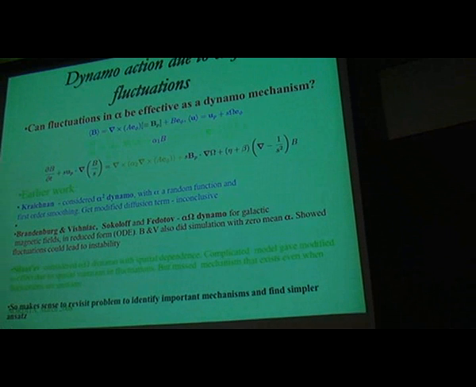So the question is, can fluctuations in alpha be effective as a dynamo mechanism? So let me just, we've written down here, it's in the wrong colour again, isn't it? All you have here, we don't need to read this. This is just an axisymmetric set of equations representing the usual sort of alpha omega or alpha squared dynamo model.